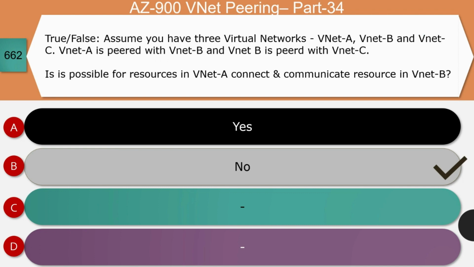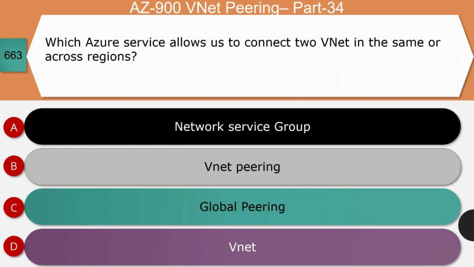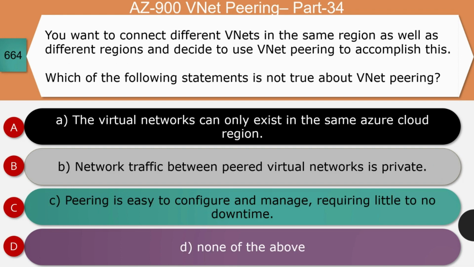with the VNet pairing. Next question, which Azure service allows us to connect VNets in the same or across regions? Is it network service group, VNet pairing, global pairing, or VNet? The right answer for this question is VNet pairing. VNet pairing allows us to connect VNets in the same or across the regions. That's the right answer.